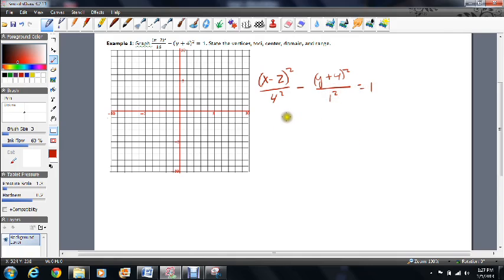Now from here we can take out the center. This is similar to the drill in the first day of this unit where the center was just the opposite of these numbers in the parentheses. So our center is going to be positive 2 and negative 4. So I'm going to note that over here. That's actually one of the things I'm asking for in this problem anyways. Okay, so we have one of the things done. So what I'm going to do is put that on the graph, over 2 and down 4.